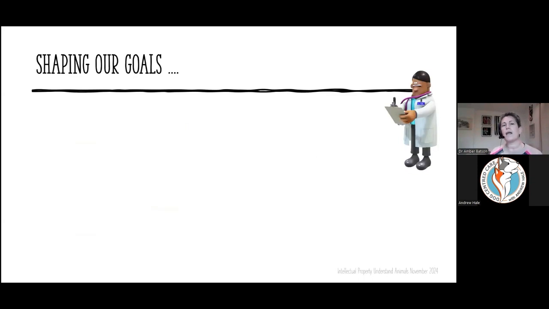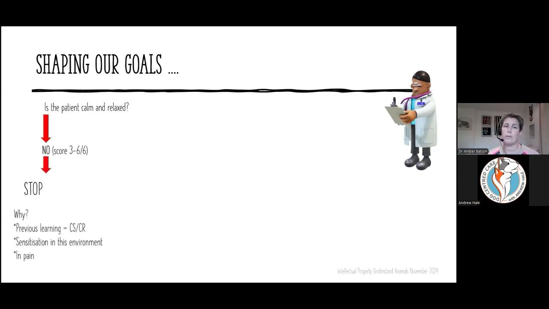So when we're thinking about applying that principle within a consultation, handling, treatment setting, our first thought should be, what state is this patient in right now? Is the patient already calm and relaxed? No. And how do we recognize that? Well, we're using that FAS scoring system and we are at a 3 or above. So 3 is well into the amber range, of course, and beyond that, 4, 5, 6 into the red. Well, if we're recognizing that, stop.